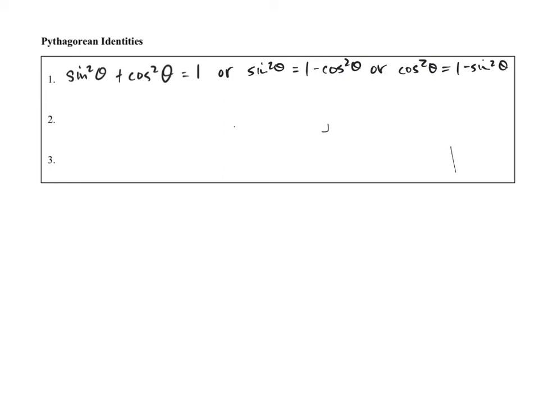The second one involves cotangent and cosecant, so it says that 1 plus cotangent squared theta is going to equal cosecant squared theta. And again, you can manipulate that however you want as long as you do it correctly using right algebra. And then the last one involves tangent and secant. So tangent squared theta plus 1 is going to equal secant squared theta.